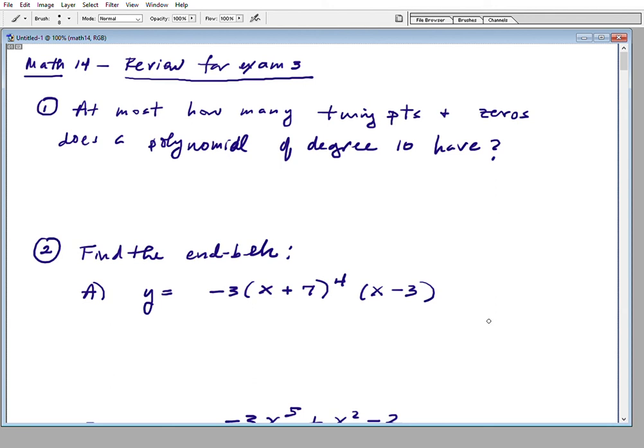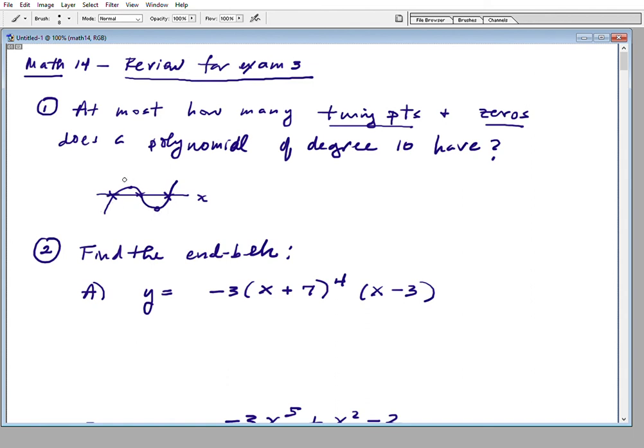All right, so here's the first question. It says, at most how many turning points and zeros does a polynomial of degree 10 have? All right, so just to remind you, let's say we have a graph like this. This would be a turning point, and this would be a turning point. Okay, and if this is the x-axis, then these are the zeros. So this one has 3 zeros and 2 turning points.